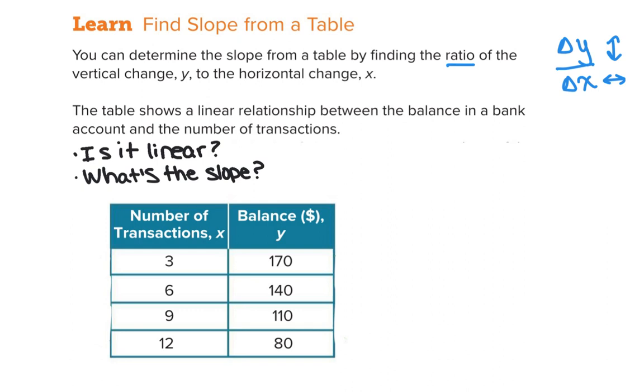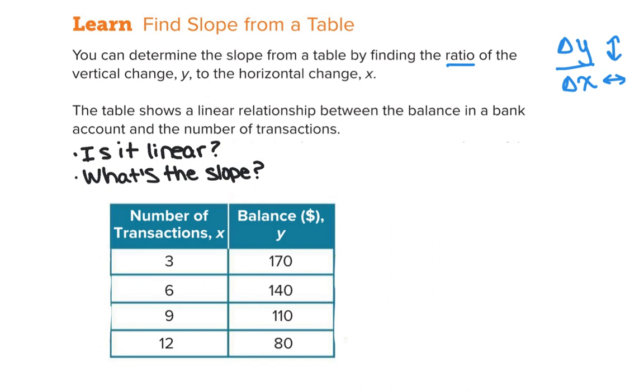All right, so this table shows a linear relationship between the balance in a bank account and the number of transactions. We want to know, is it linear? And if so, what's the slope? Let's take a second to see what this table is showing us. I see that our x represents our number of transactions and our y is our balance. So after there's been 3 transactions, there's $170 in this account. After there's been 6 transactions, there's now only $140 in this account.